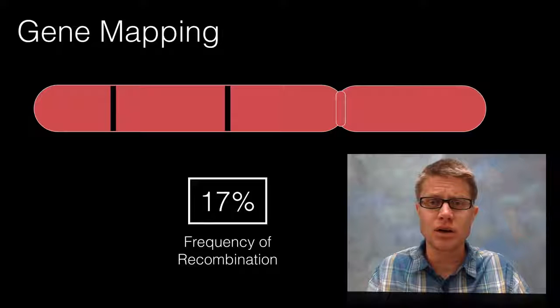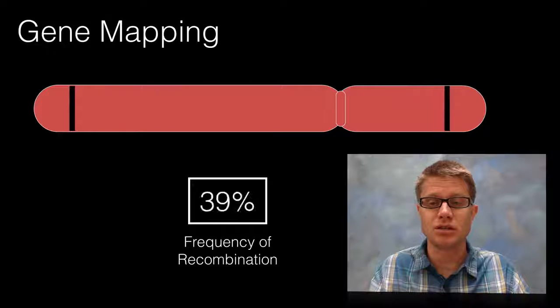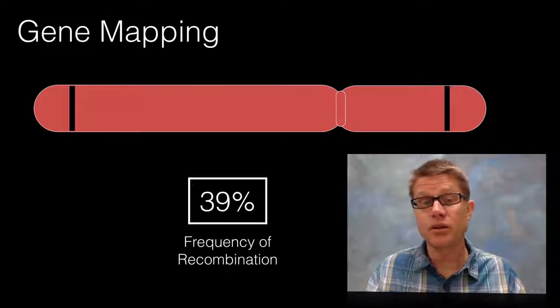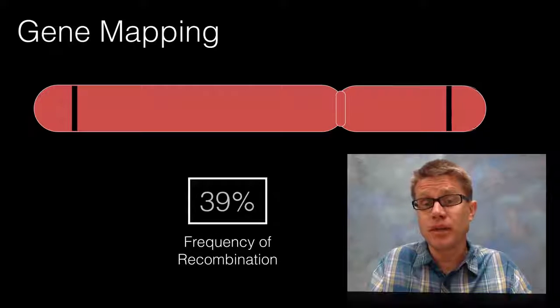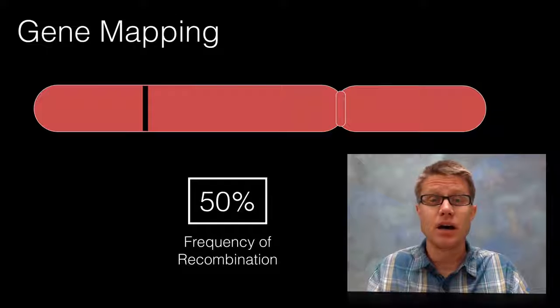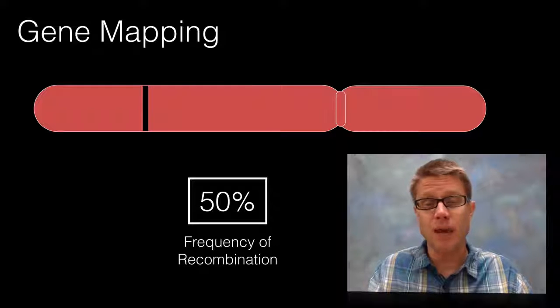Let's say the frequency of recombination is less than that. That means the genes are closer together. What if the frequency of recombination is greater than that? It means that it's farther apart. What if it's exactly 50%? Remember, that's what we were thinking about. If it was independent assortment, that would mean that those two genes are found on different chromosomes. And so we can use that to really map a chromosome.